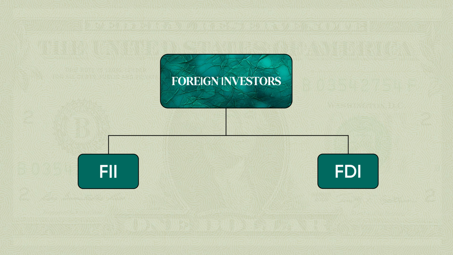Another big reason why the Indian rupee is falling is foreign institutional investment, or FII. There are two main types of foreign investments, FDI and FII. Both of them play a huge role in shaping a country's economy.